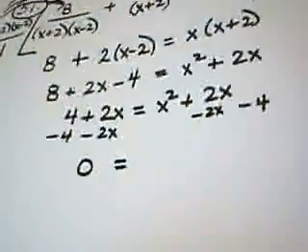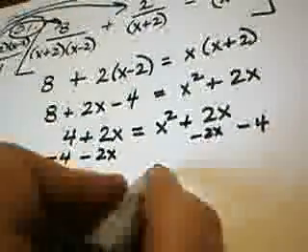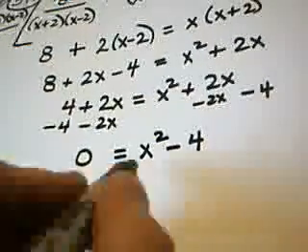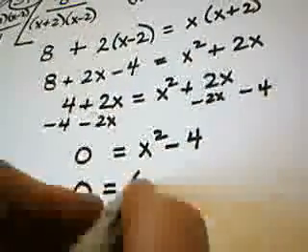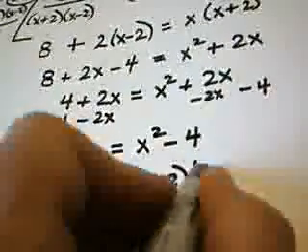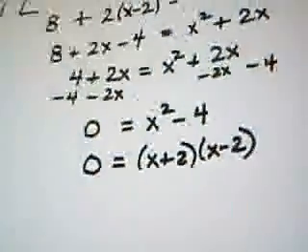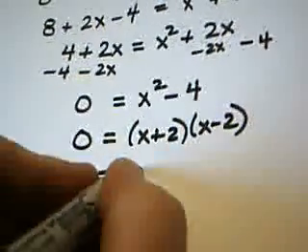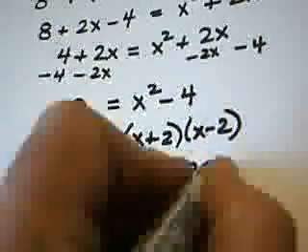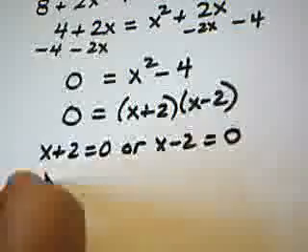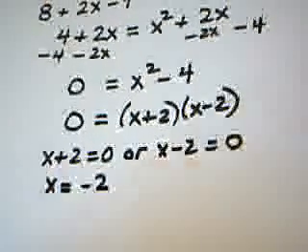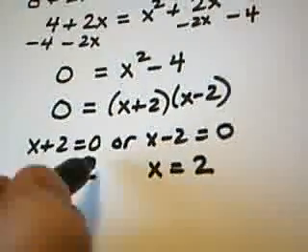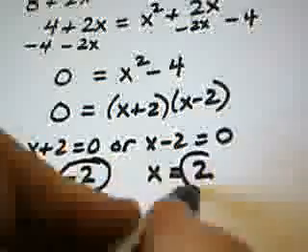We have our equal sign, and we have x squared minus 4. We notice that x squared minus 4 factors as x plus 2 times x minus 2. It's the difference of two perfect squares. Either x plus 2 is equal to 0 or x minus 2 is equal to 0. In this case, x is negative 2, and in this case, x is positive 2. So these seem to be our answers to the problem.